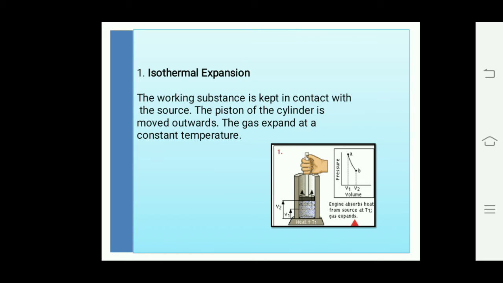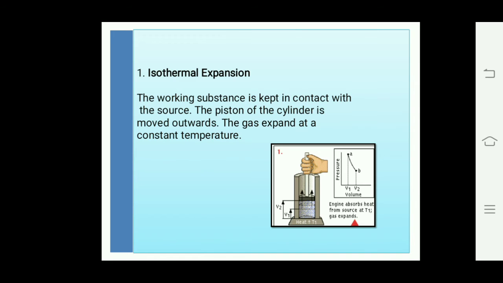What happens here is that the energy from the heat source is transferred to the working substance, like gas, which results in the gas expanding. Since there is an expansion, the volume increases and the pressure decreases. As you can see in the PV diagram, the pressure-volume diagram, it increases the volume and decreases the pressure.